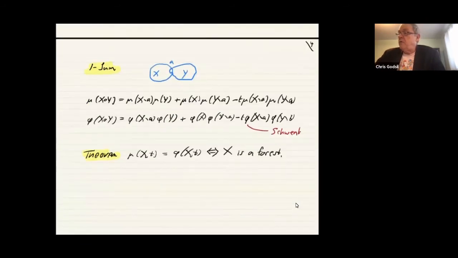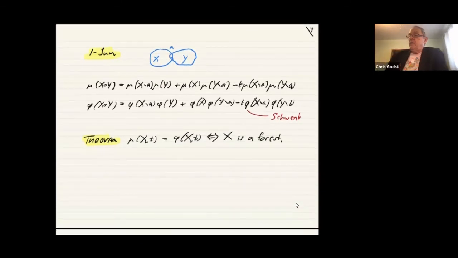I want to put in one more recurrence, which I'm going to need. I'm dealing with the one-sum of two graphs, X and Y. So I've got a graph with two induced subgraphs, X and Y, having just the vertex A in common. I've written down two formulas there. They're a bit of a mess, but one's for the matching polynomial and the other's for the characteristic polynomial. The important thing is that the right-hand side is determined by four graphs: X, Y, X drop A, and Y drop A. So if you know the matching polynomials of those four graphs, you can write down the matching polynomial of the one-sum. And similarly, if you know the characteristic polynomials of those four graphs, you can write down the characteristic polynomial of the one-sum.